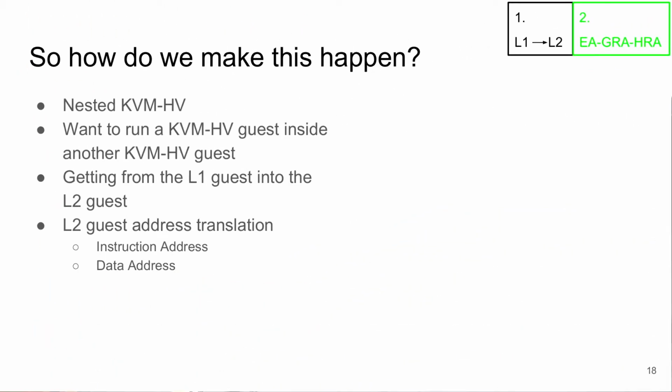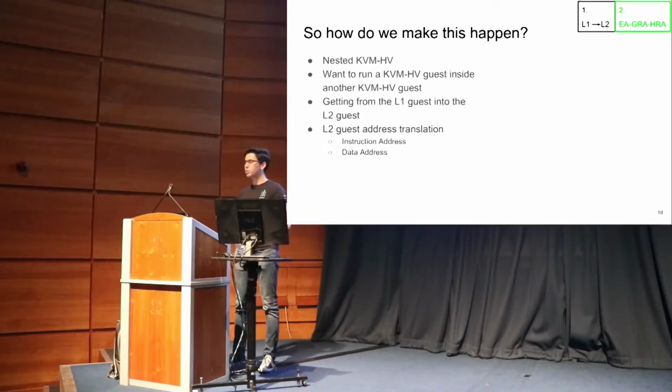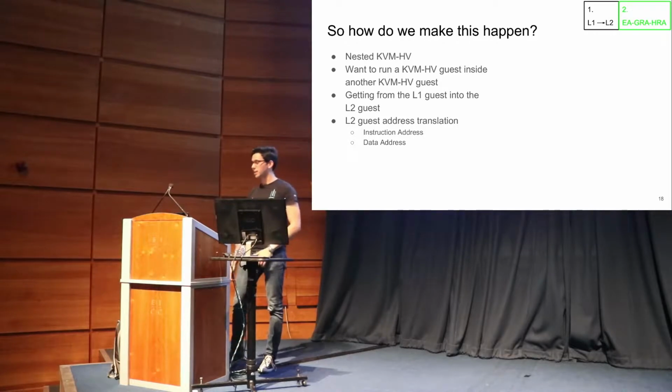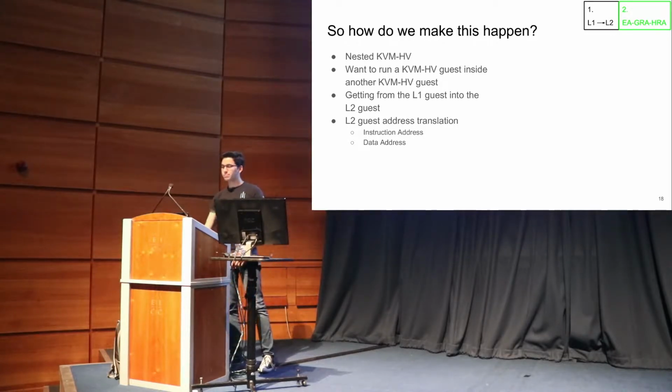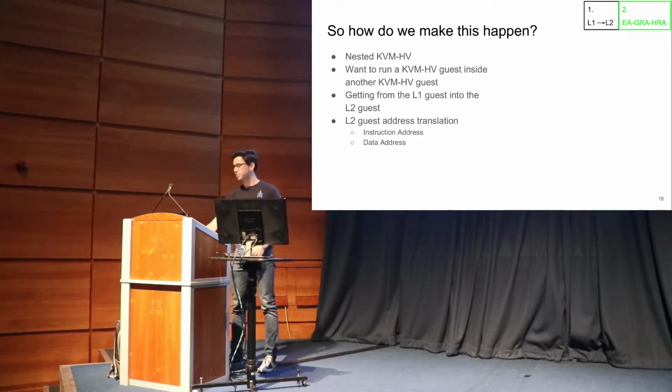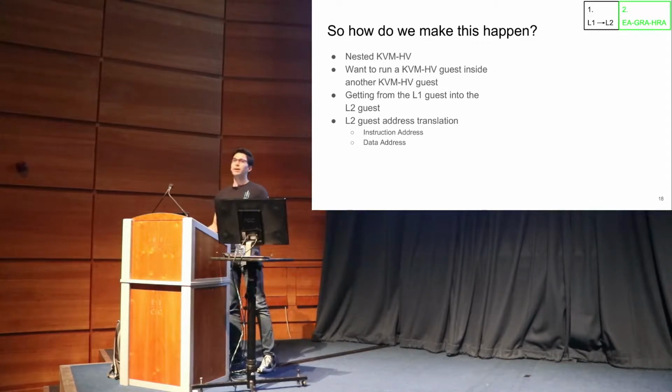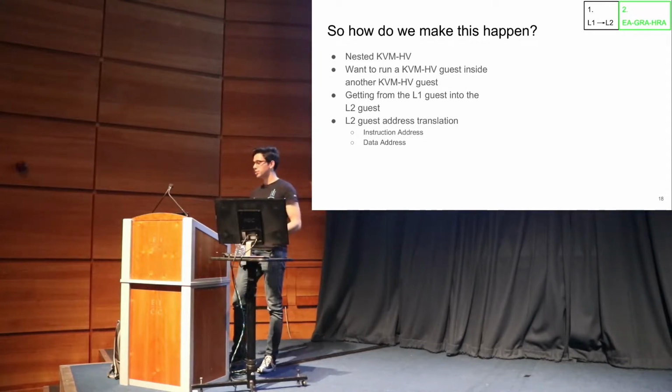So what do we need to make this happen? I talked about this nested KVM-HV thing, so running a KVM-HV guest inside another KVM-HV guest. So there's two things we need to do this. Once we're in the level 1 guest, how are we going to get into the level 2 guest? And then once we're there, how are we going to do level 2 guest address translation, so both instruction and data addresses?